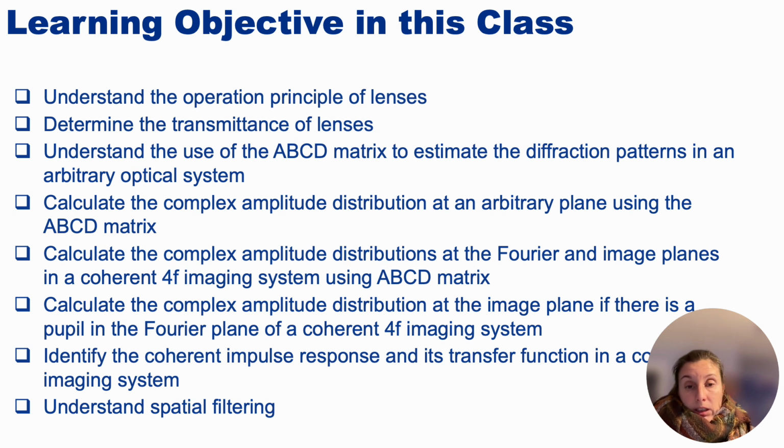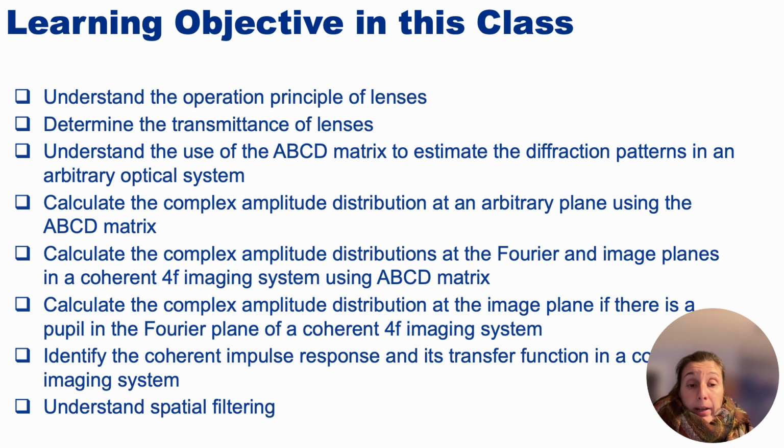I'm going to show you two procedures to determine the complex amplitude distribution in a system. One is going to be through the propagation, and then every time that we have a lens or a mask, we're going to multiply. But we're also going to introduce the ABCD matrix and how to use it to estimate the complex amplitude distribution based on the ABCD matrix.